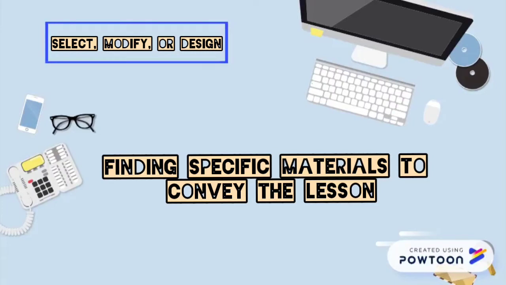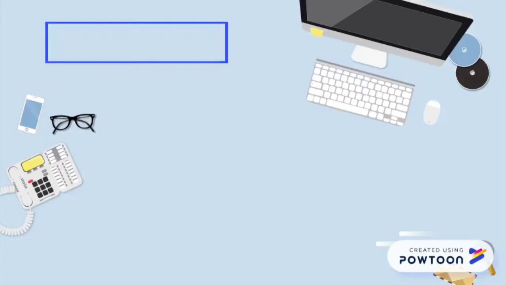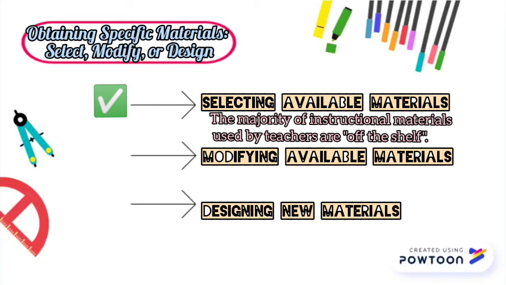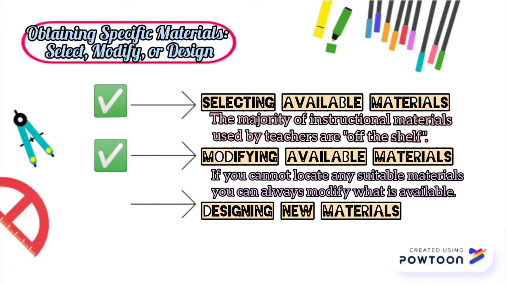In obtaining appropriate materials, it will generally involve one or more of 3 alternatives. So let's have first the selecting available materials. Here, the majority of instructional materials used by teachers and trainers are off the shelf. When we say off the shelf, it is ready-made and available from school, district, or company collections or other easily accessible sources. Next will be modifying available materials. If you cannot locate any suitable materials, you can also modify what is available. This can be both challenging and creative.